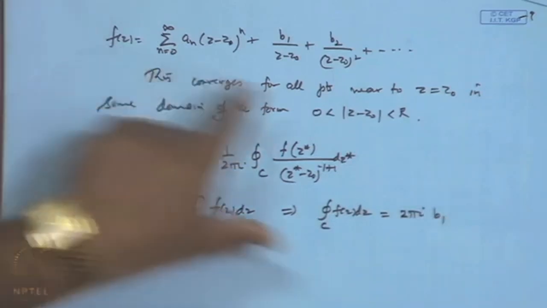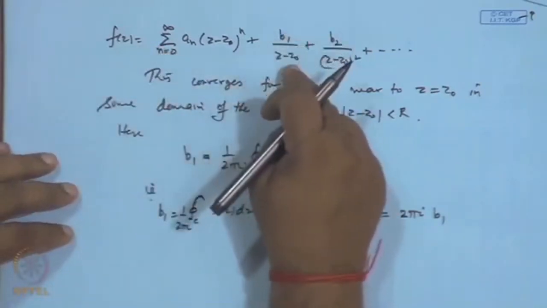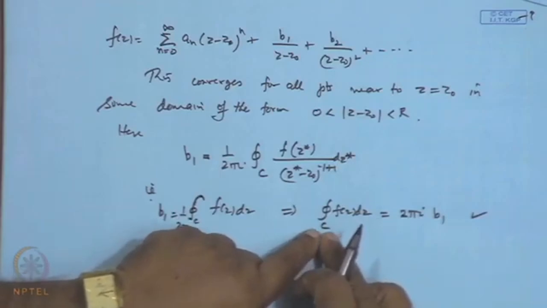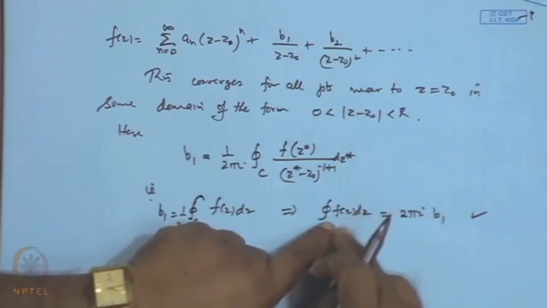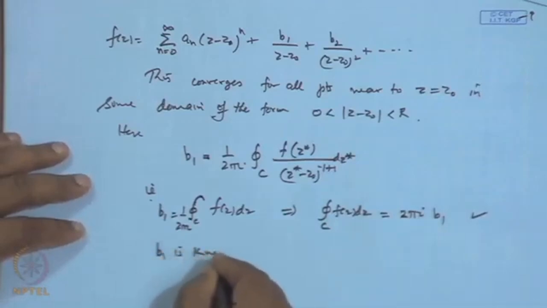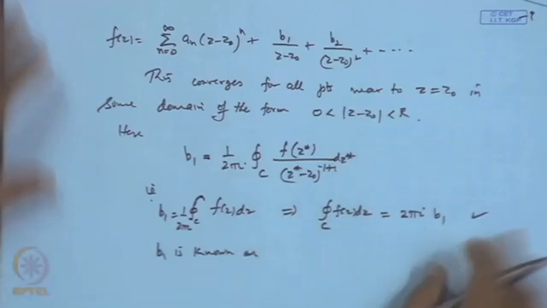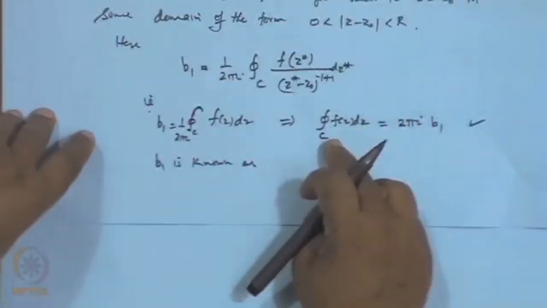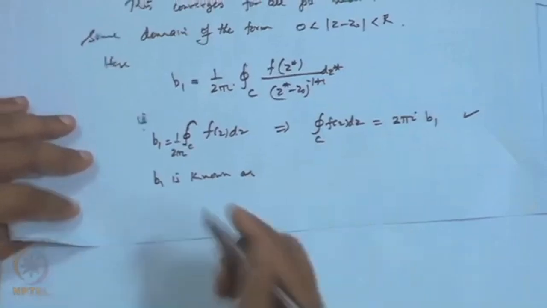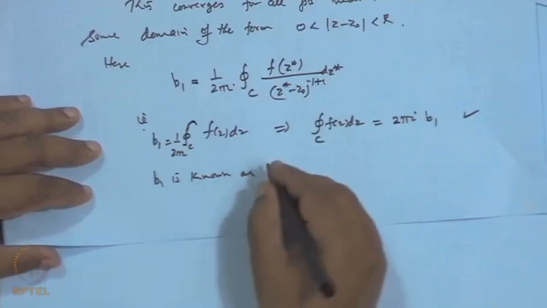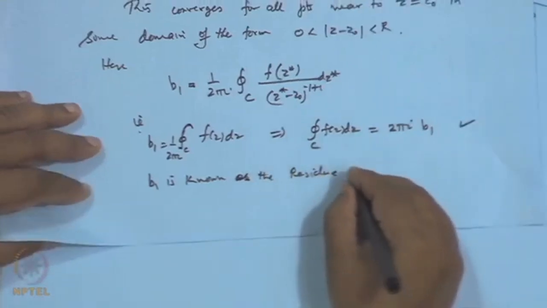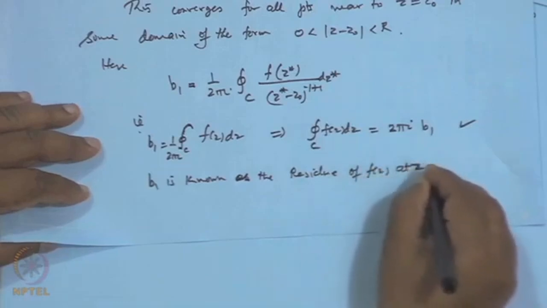It means that if I know the coefficient of 1 upon (z minus z naught), then one can easily evaluate the integral of f(z) along the path C, where z naught is an isolated singular point of the function f(z). So b 1 plays a very important role in evaluating the integral along a closed path which contains the singular point. And so b 1 is given a special name: b 1 is known as the residue of the function f(z) at z equal to z naught.